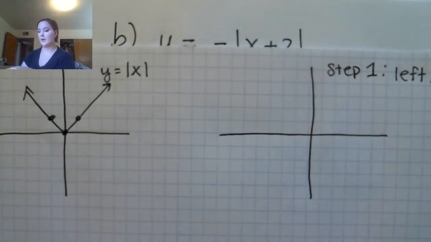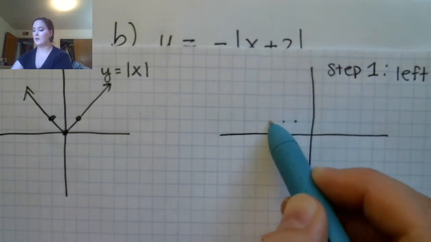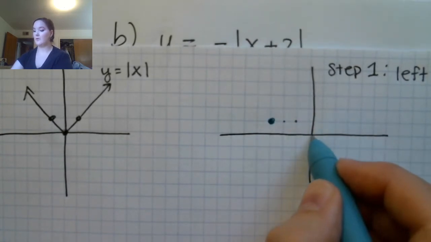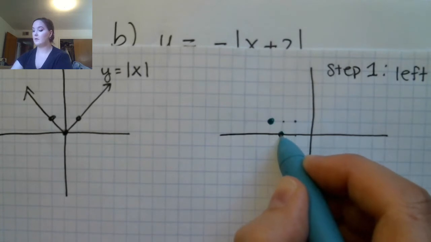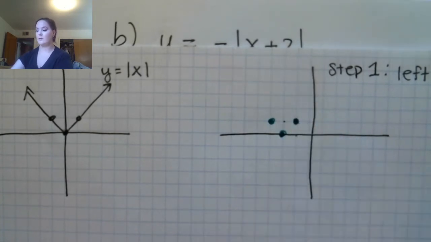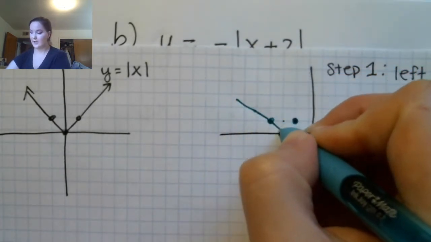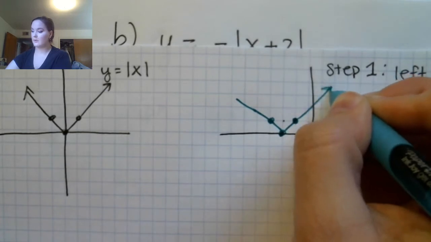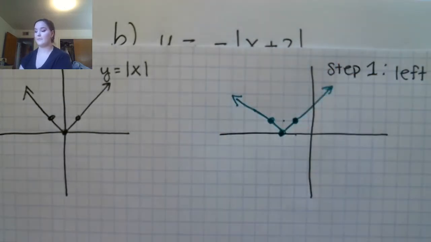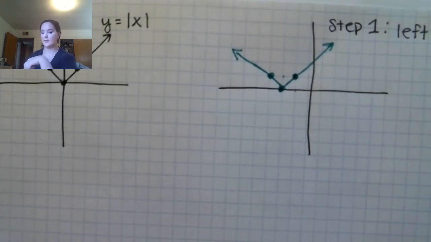So we're going to take all of our key points and move them left 2. So we're going to take this point, move it left 2. We'll take the vertex, move it left 2. And we'll take this key point and move it left 2. Then we'll draw in our shape. And now we're going to look at our second step.